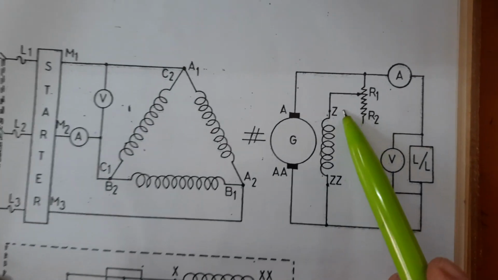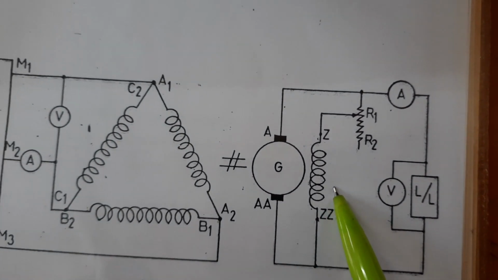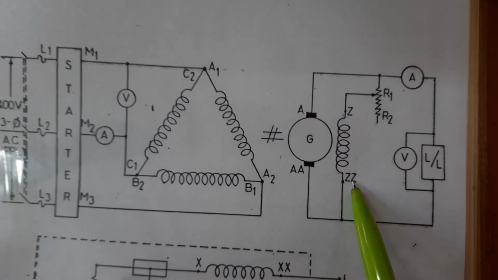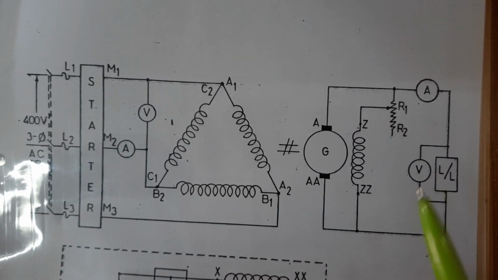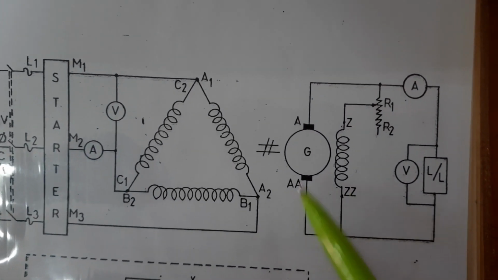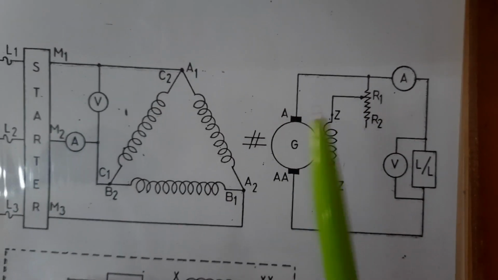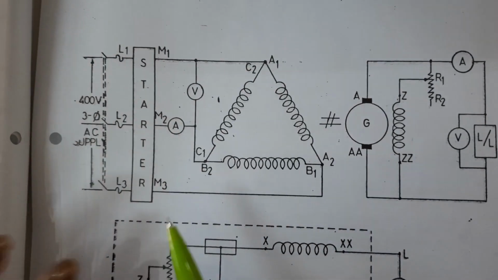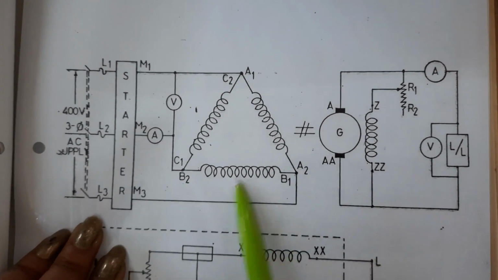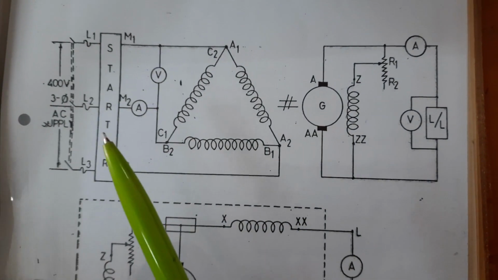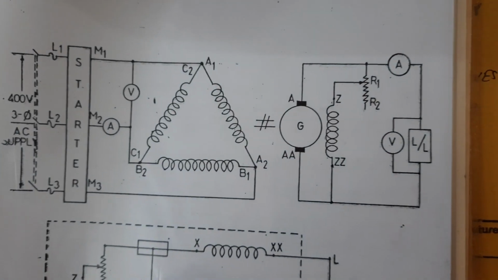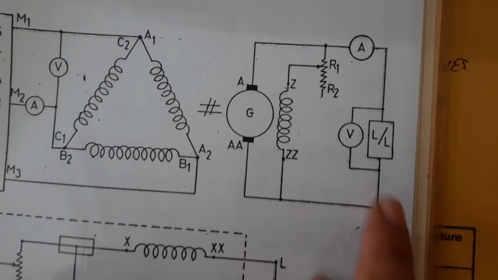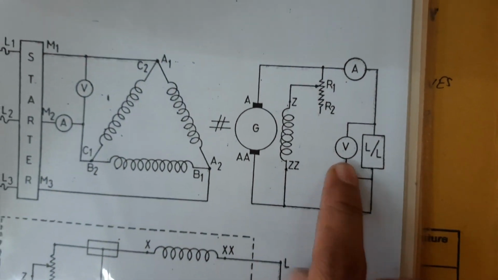We have a field winding here connected at the rotor. We are exciting the field winding by a DC source. Why? Because we want to get a constant flux here. Hence we excite the motor by DC supply. So we are supplying current to both stator and rotor, which is why the synchronous motor is a doubly excited motor. Since we excite the field winding by a DC supply, we use a voltmeter and ammeter of DC type over here.